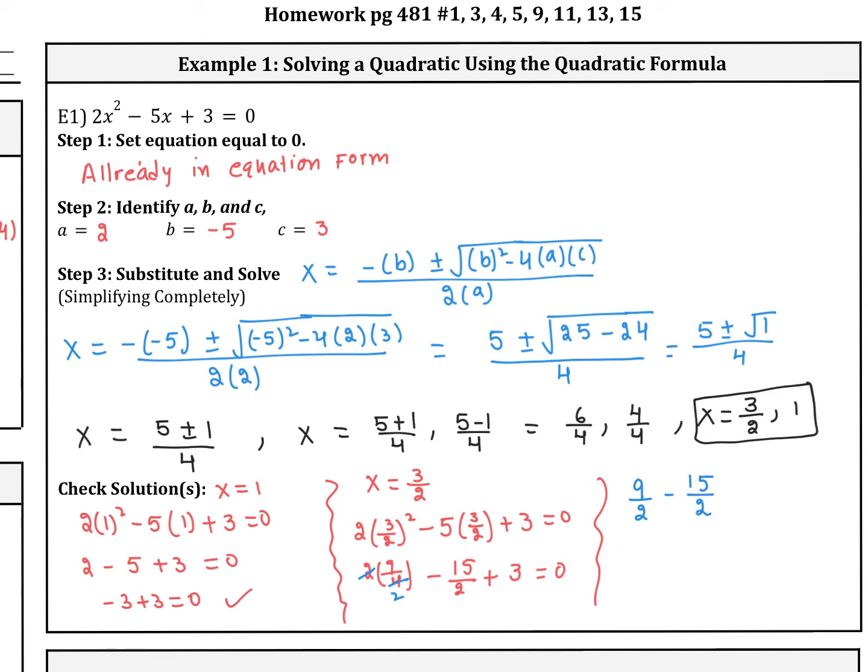And the next one, you can multiply and divide by 2. What you get here is 6 over 2. So that's going to be negative 6 over 2 plus 6 over 2. Cancel, 0 equals 0, which is true. So both the x values, when you plug them into the equation, give you a true answer. It means they are the solutions of this problem.